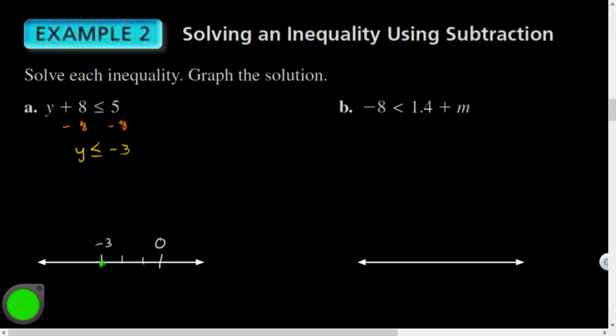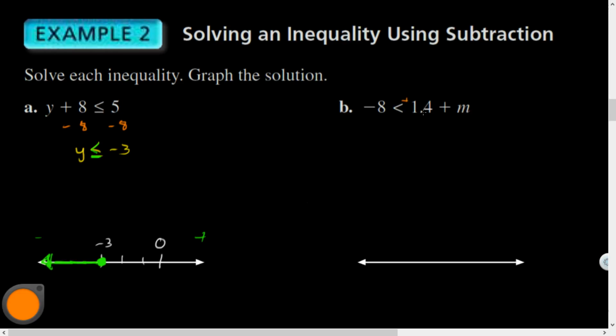Yeah, closed circle. Why is it a closed circle? Anybody? Because of the equal part, right? And I shade it to the left because this little arrow is pointing to the left, right? Less than to the left. That's the negative, that's the positive. All right. And over here, how do I get m by itself?